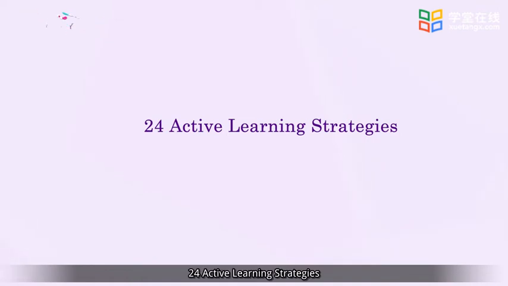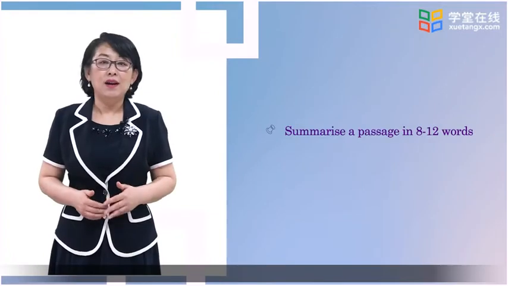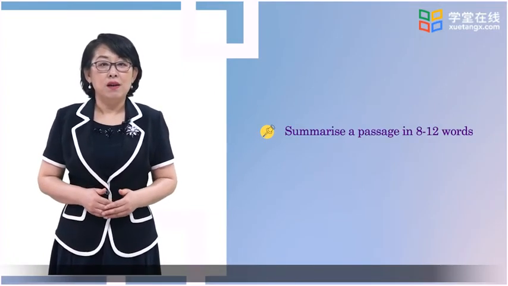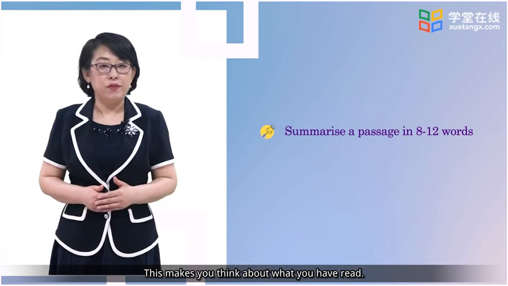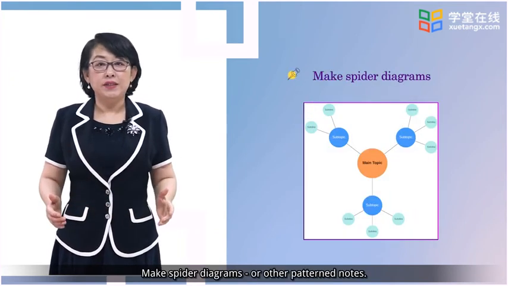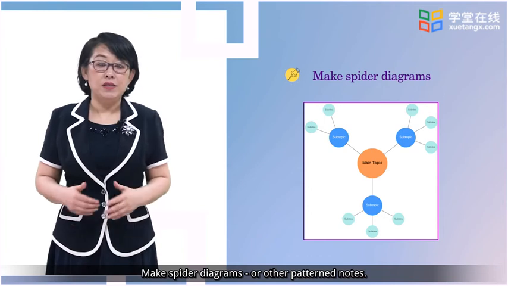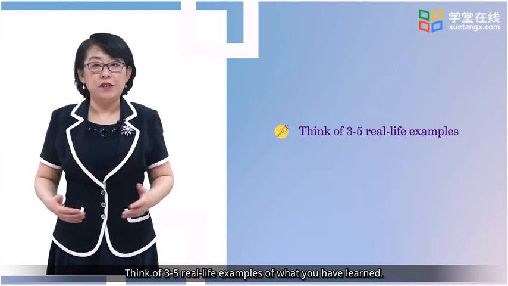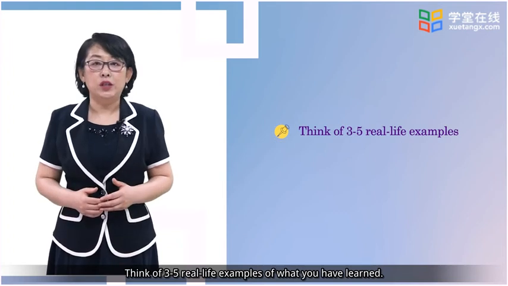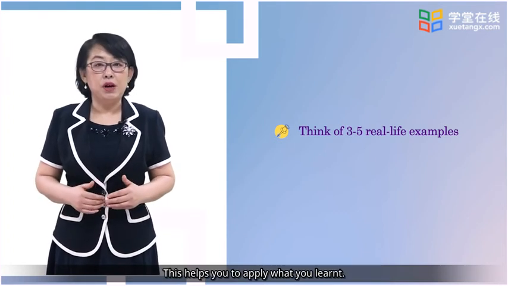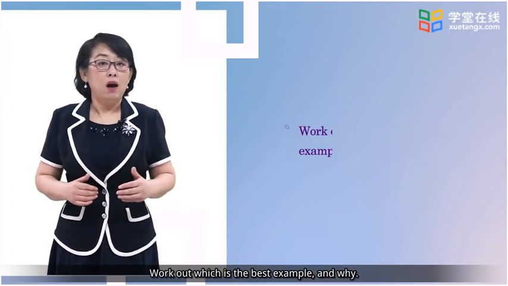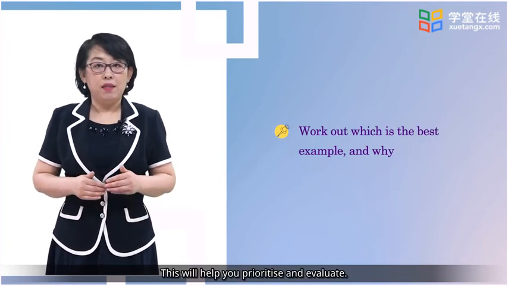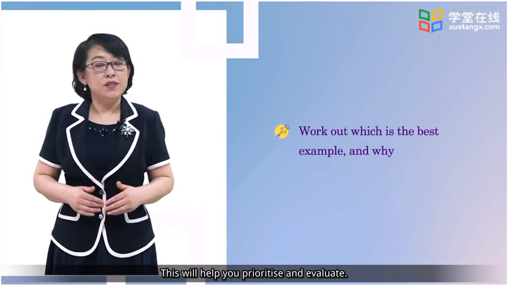24 active learning strategies. Summarize a passage in 8 to 12 words. This makes you think about what you have read. Make a spider diagram or add a patterned note. Think of 3 to 5 real-life examples of what you have learned. This helps you to apply what you learn. Work out which is the best example and why. This helps you to prioritize and evaluate.